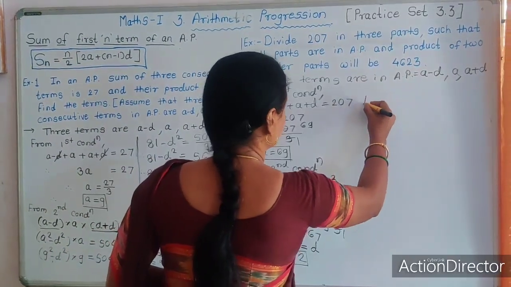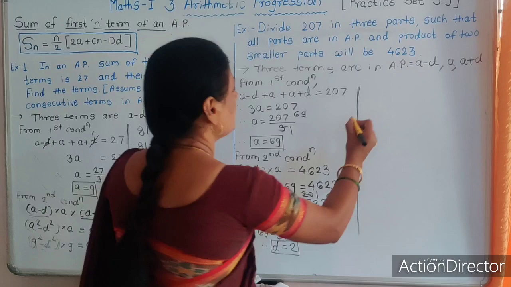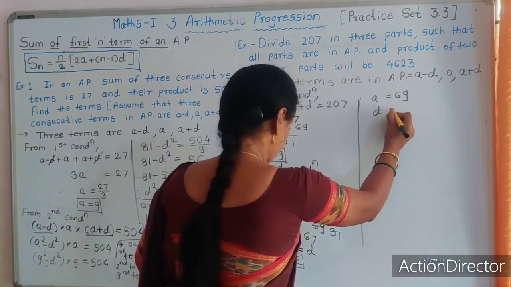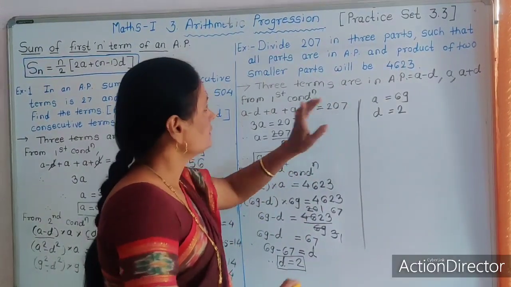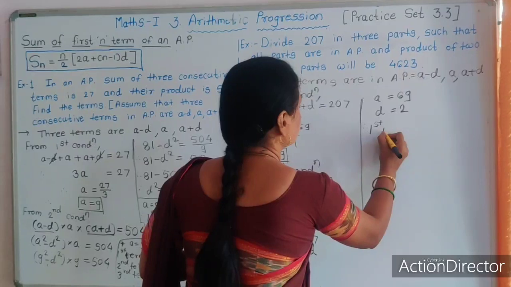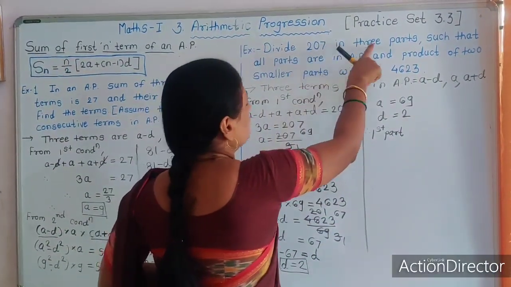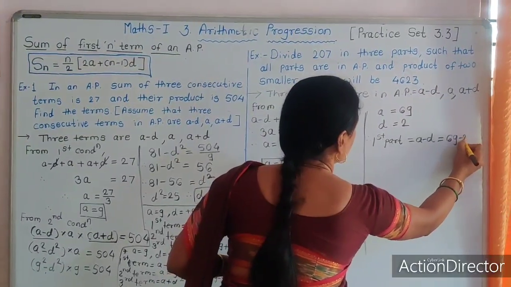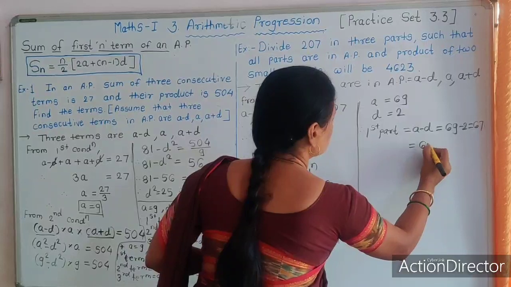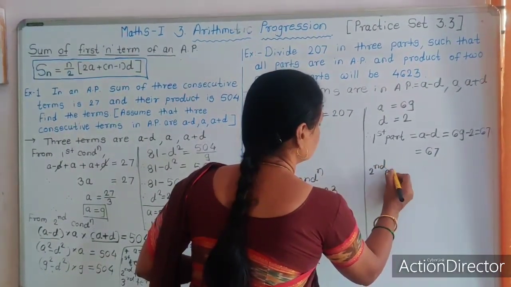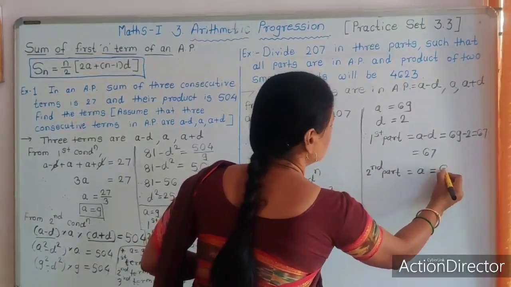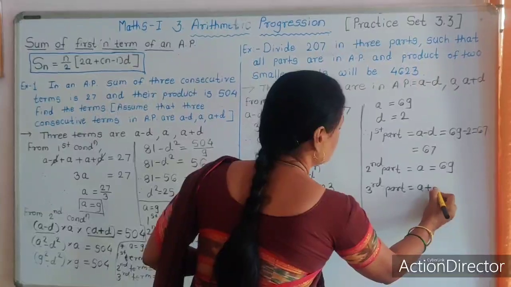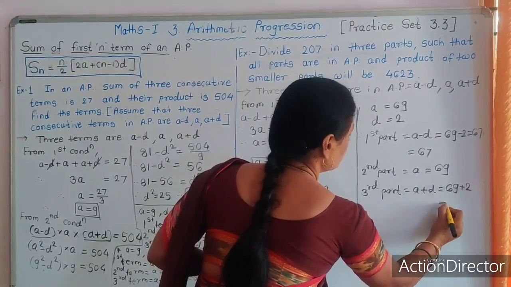Now we write a is equal to 69 and d is equal to 2. Therefore, we divide this number into 3 parts. The first part is equal to a minus d is equal to 69 minus 2 is equal to 67. The first part is equal to 67. The second part is equal to a is equal to 69, and the third part is equal to a plus d is equal to 69 plus 2 is equal to 71.